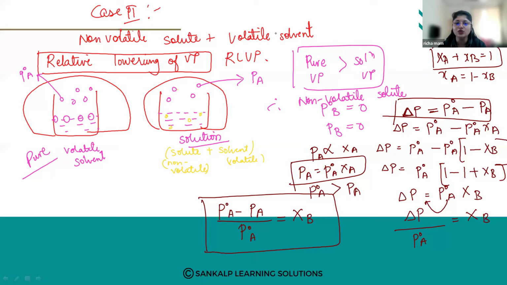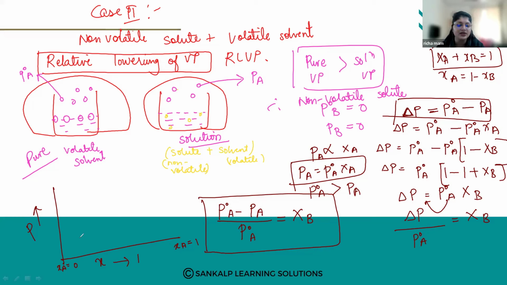This is case 2, wherein we are seeing a non-volatile solute and a volatile solvent. Is it clear, students? So we will see a graph and then we will stop. How is the graph plotted? Pressure is taken here and mole fraction is taken here. This is psi equals 0 and this will be psi of A equals 1. Since the non-volatile solute is present, we are not going to plot for the non-volatile solute. We are only considering the volatile solvent.